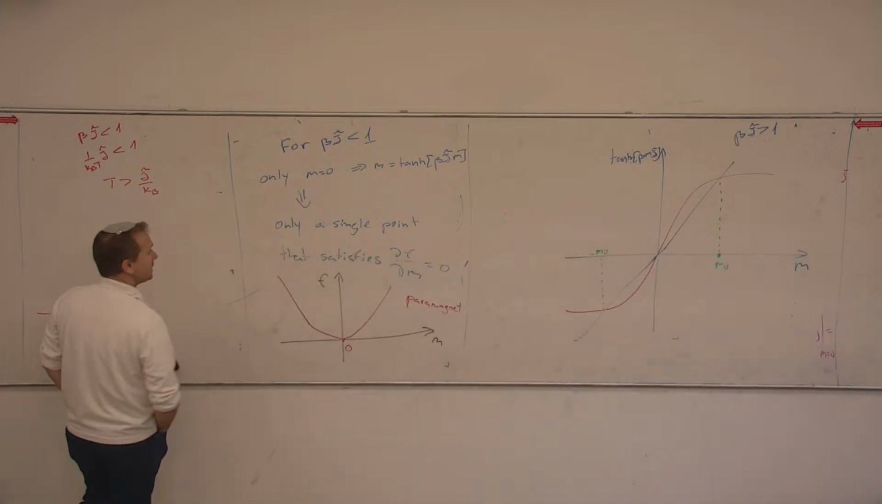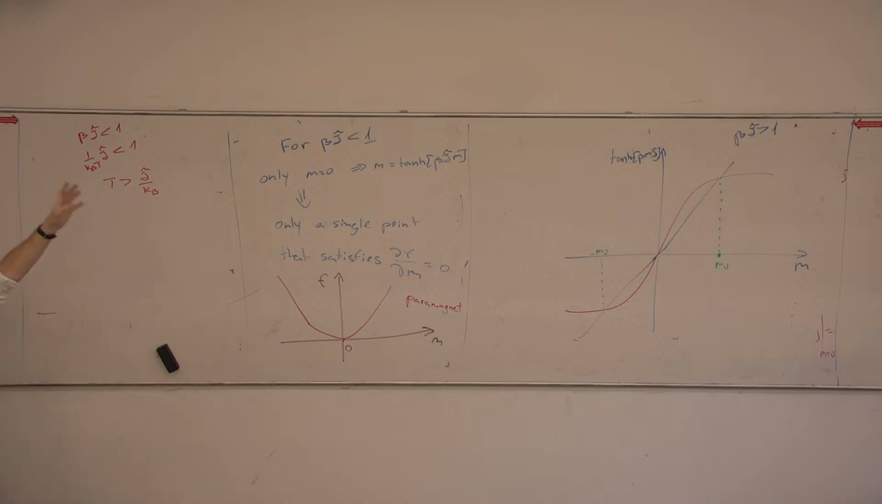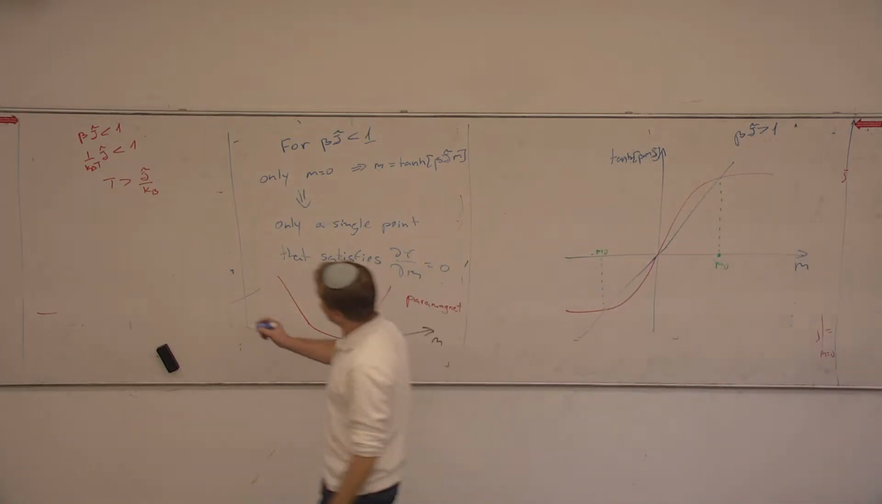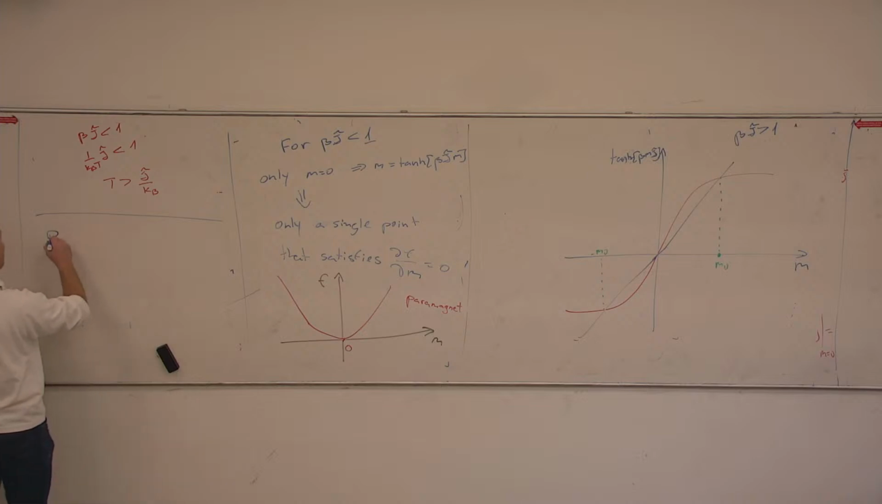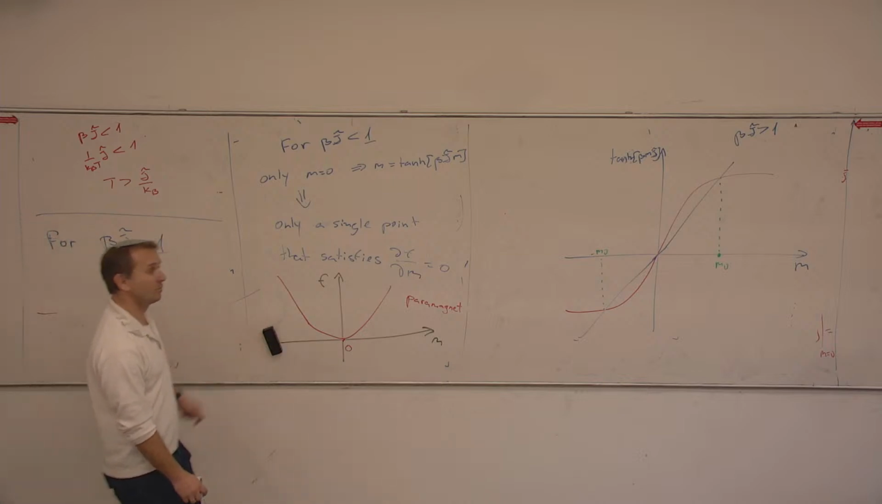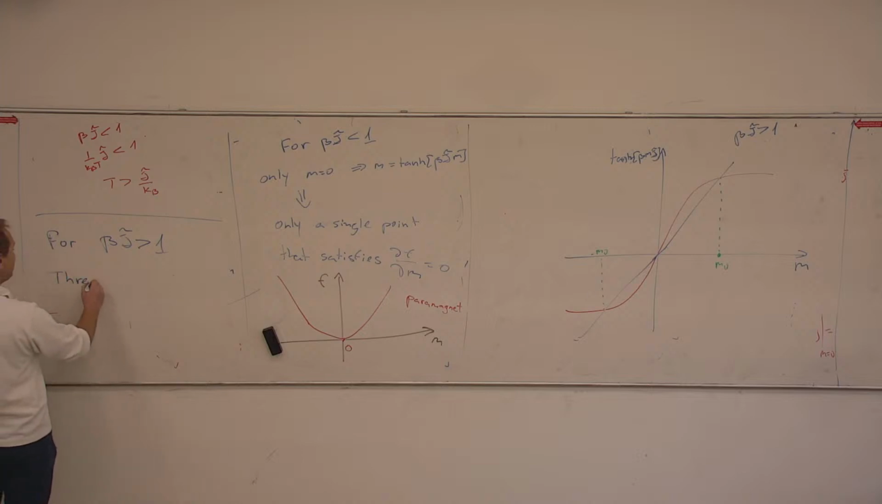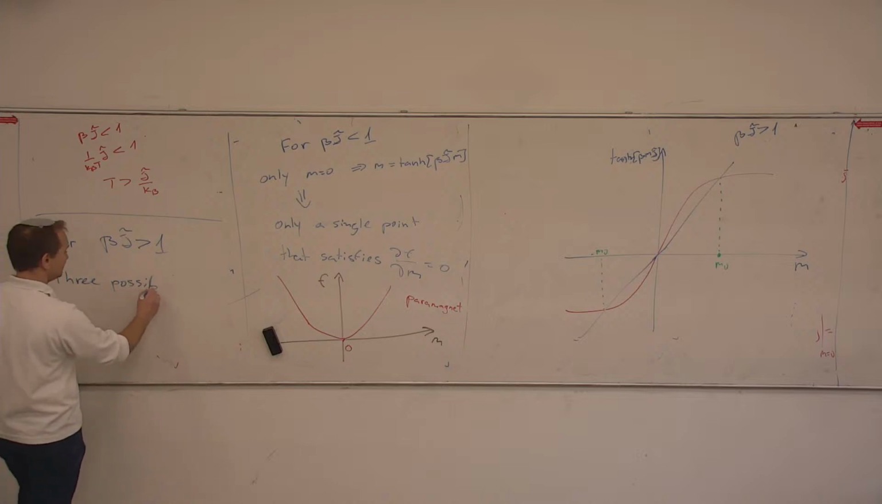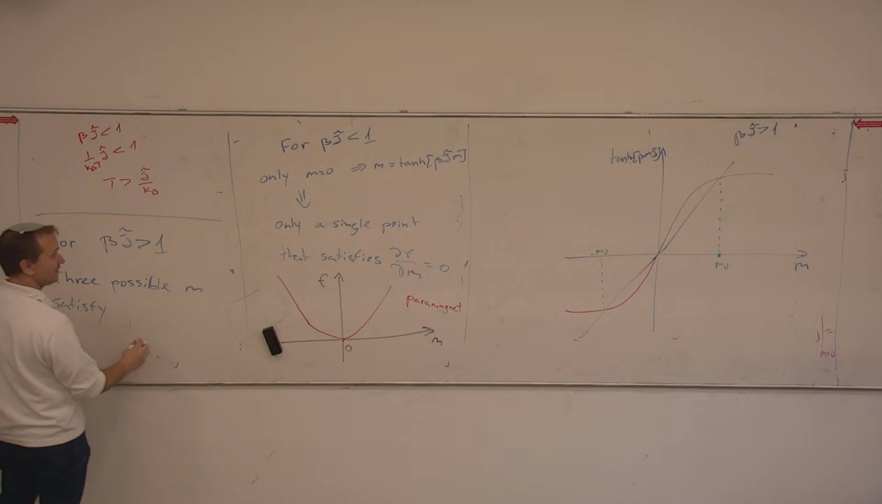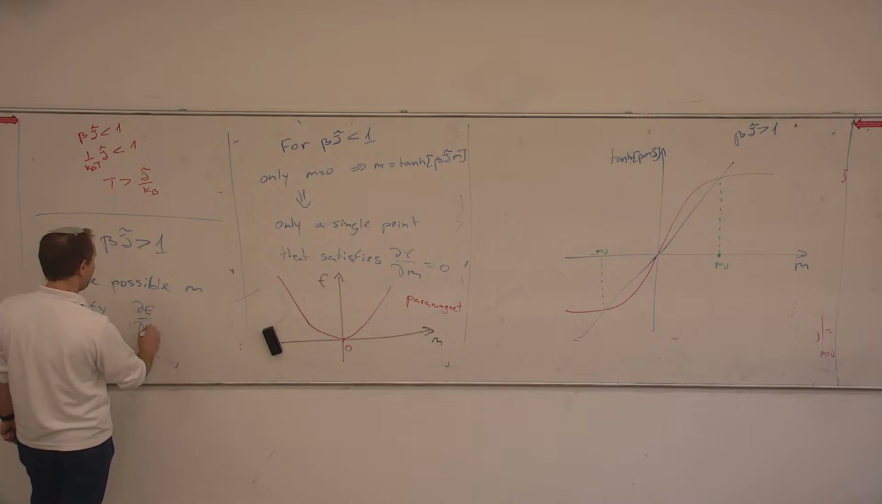Now, this is fine. This is dull and not interesting in the sense that yes, we expect paramagnetic behavior, but what happens in the other region? So for beta j tilde larger than 1, 3 possible m satisfy df dm equals 0.